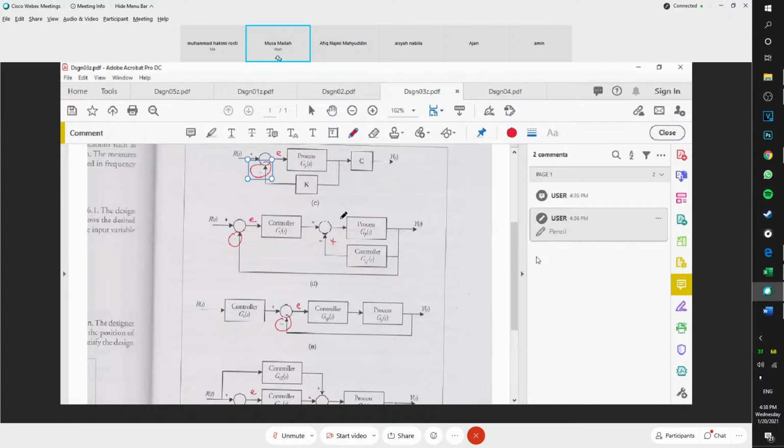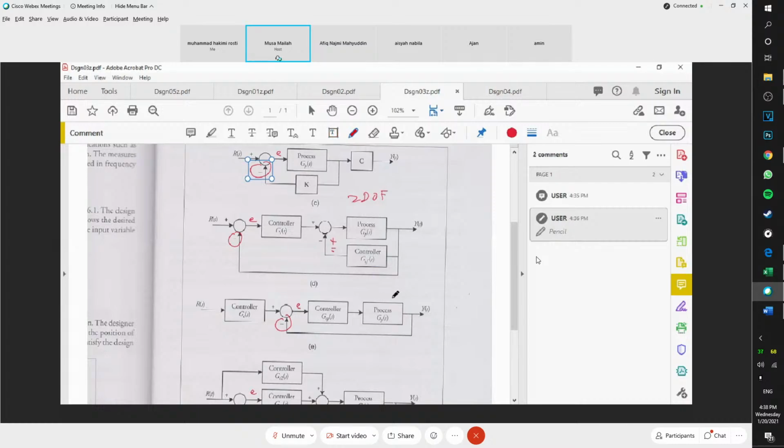And for your information, my PhD research is on 2 degree of freedom controllers with positive feedback. Here it is shown negative, right? But for my research, it is plus. I don't know if I have time, maybe I can show you the robustness of my controller from my research. But it's okay.